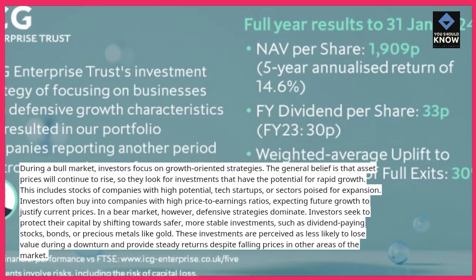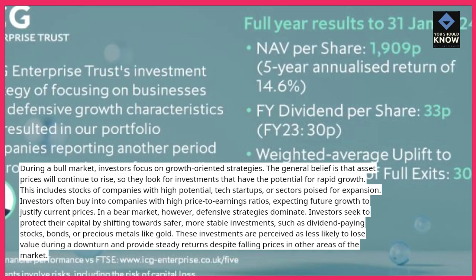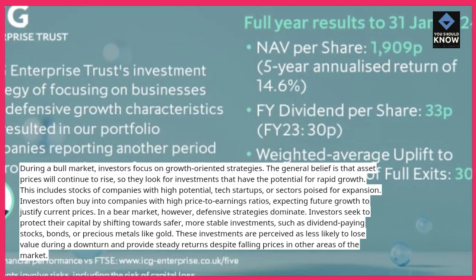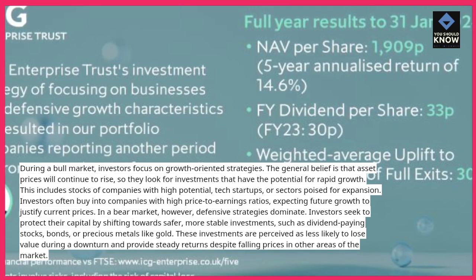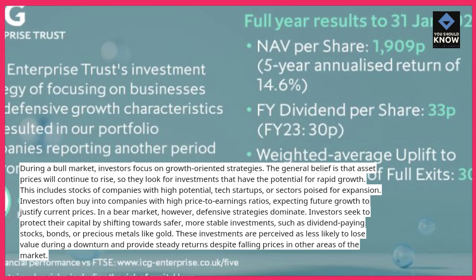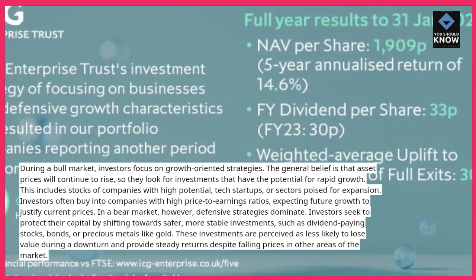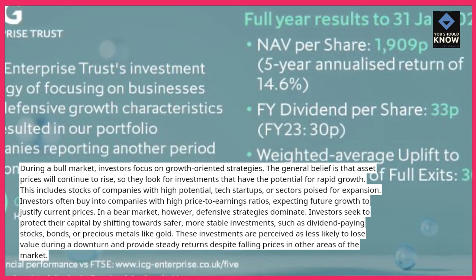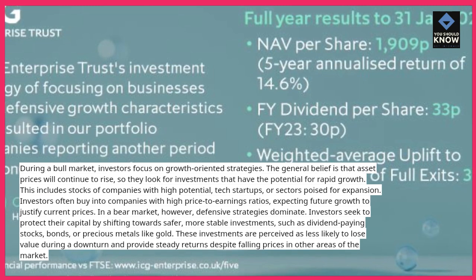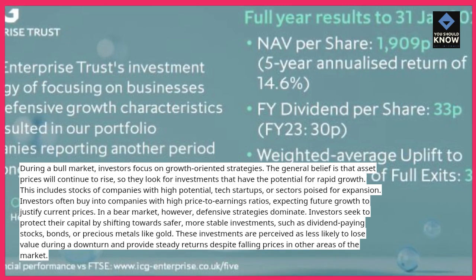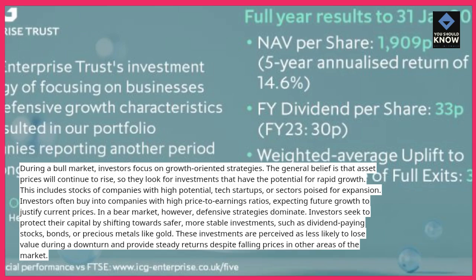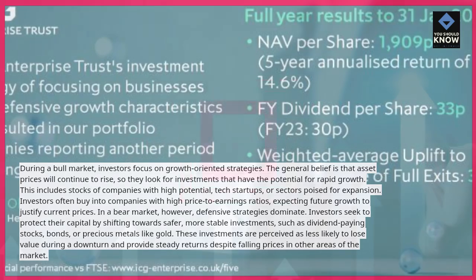Investors often buy into companies with high price-to-earnings ratios, expecting future growth to justify current prices. In a bear market, however, defensive strategies dominate. Investors seek to protect their capital by shifting towards safer, more stable investments, such as dividend-paying stocks, bonds, or precious metals like gold. These investments are perceived as less likely to lose value during a downturn and provide steady returns despite falling prices in other areas of the market.